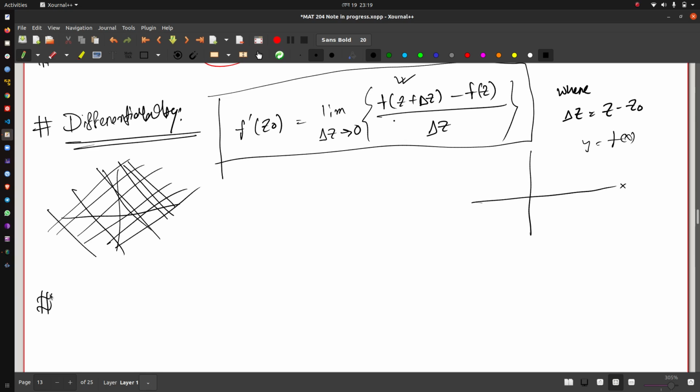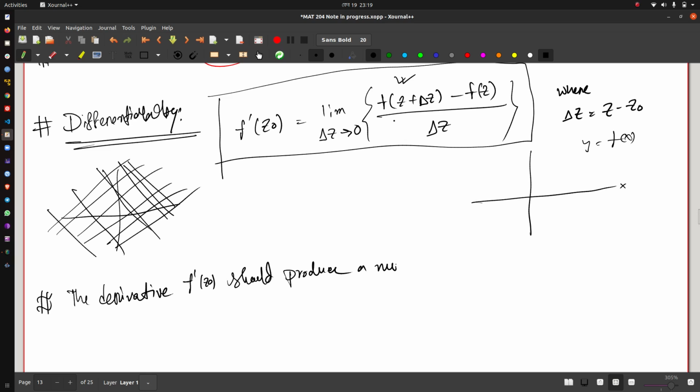That is, the derivative only exists if f prime of z0 produces a unique value regardless of the direction of approach.